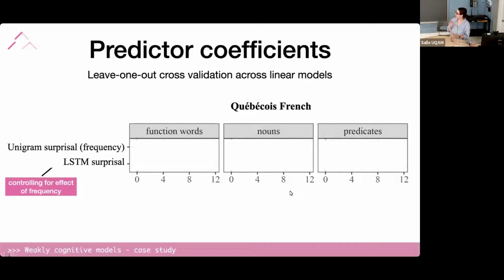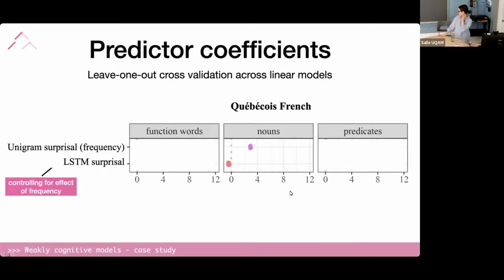So we have frequency there mostly as a way to make sure that we're in the right direction, because we know that frequency does predict age of acquisition. And then we want to see really what's going on with LSTM surprisal. So here we're controlling for frequency. So you can think of this as the predictability beyond frequency. So when we start considering context beyond a single word, what happens?